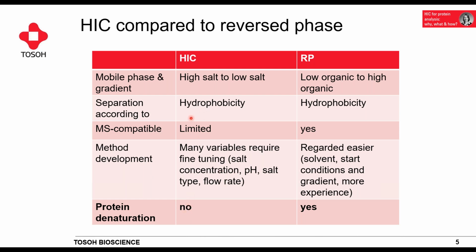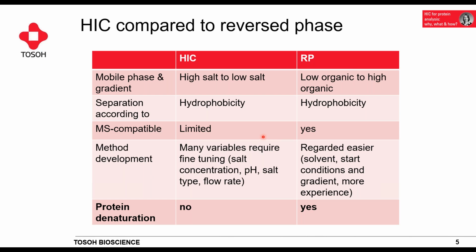There's just one, I would say, limitation. Reversed phase, due to the fact that there's often no or just very low salt concentrations used, is very nicely compatible with mass spectrometry, which, due to the high salt that we use for HIC, this method cannot be combined with mass spectrometry as easily.